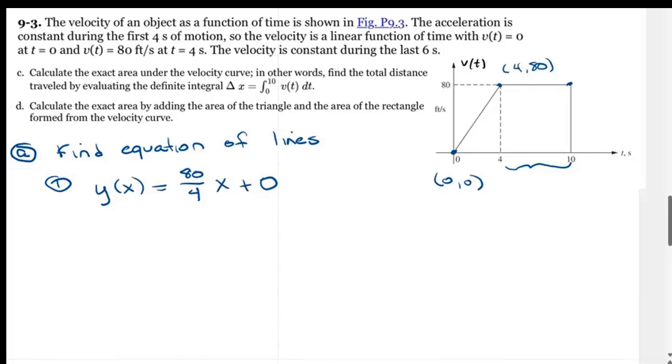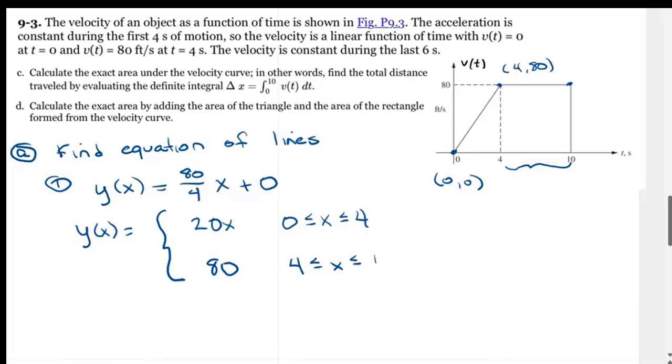A lot of times you might be even better off using point slope form, but this is really pretty easy to get in slope intercept. This is just 20x. Now we know y of x equals 20x. Piecewise functions look like this, because this is 2 different pieces. I can't write one equation for the entire graph, but I can say y of x equals 20x when x is between 0 and 4. And then I can say that y is equal to 80 when x is between 4 and 10.